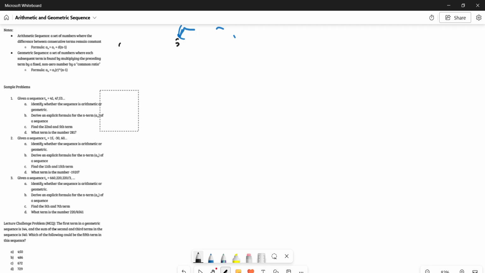Number 3. Okay, same type of problem. Given a sequence, a sub n is, we'll write it as t sub n actually, I think it's supposed to be t sub n: 60, 660, 220, and 220 over 3. Determine the sequence.